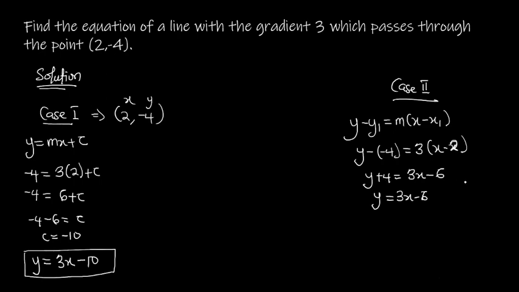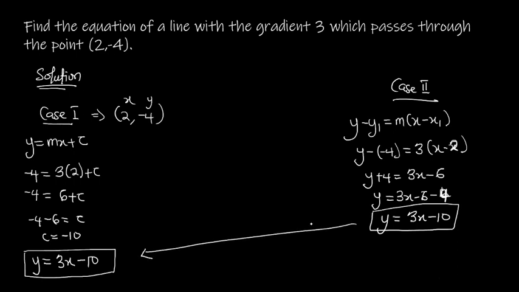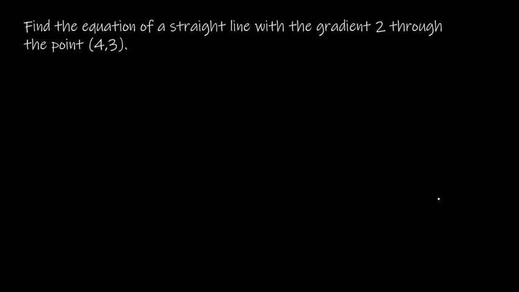So I have y plus 4 is equal to 3x minus 6. Then I send the positive 4 to the other side of the equal sign, it becomes -4. So I have y is equal to 3x minus 6 minus 4, which will give me -10. So this becomes my equation of the straight line. And as usual, they are the same over here.